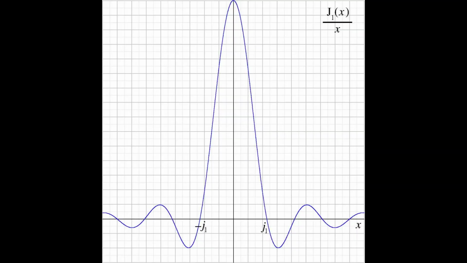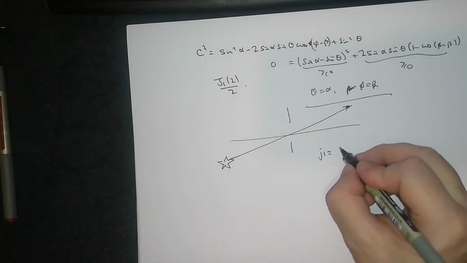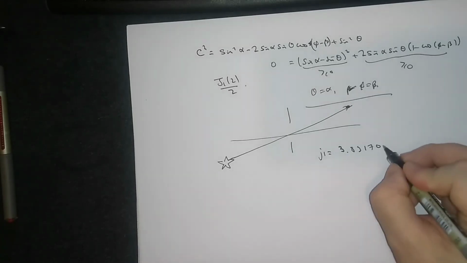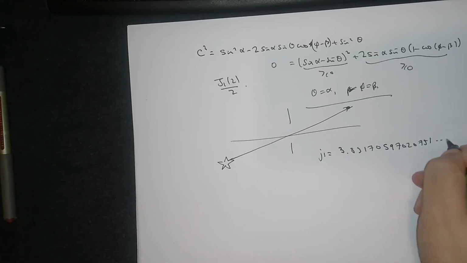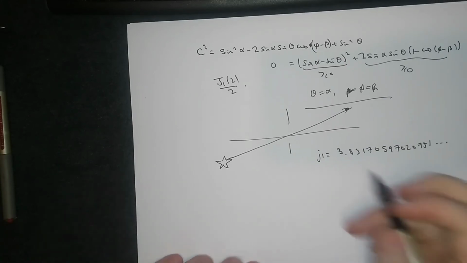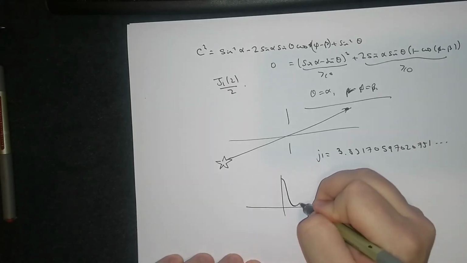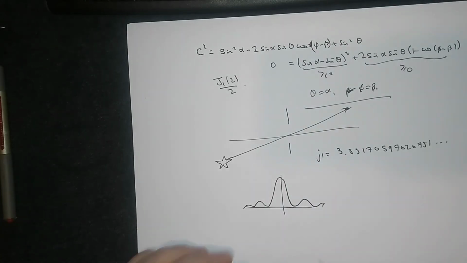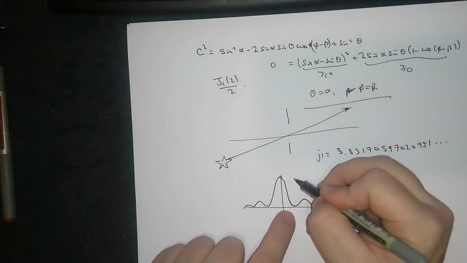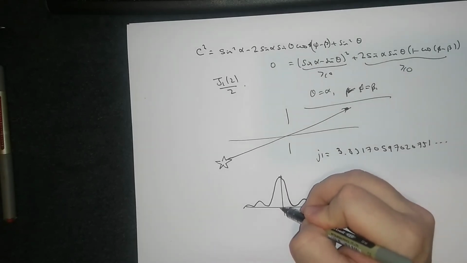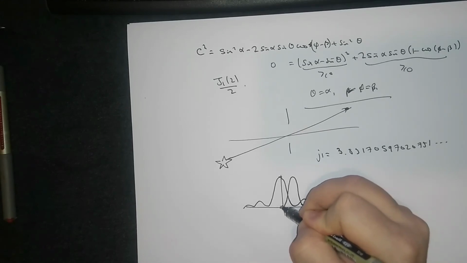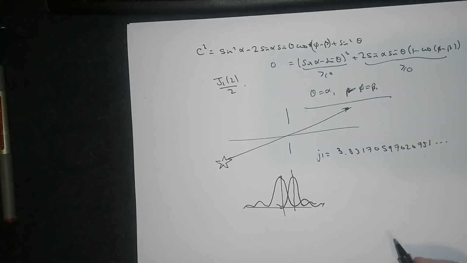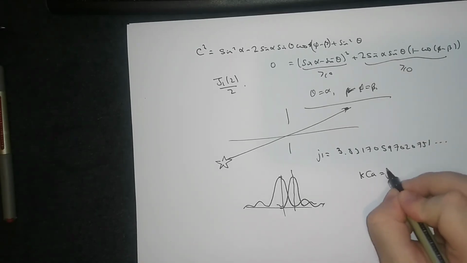Now, going back to this diagram, you'll see that there's a minimum intensity as well at J1. And J1 is given numerically as 3.83170597020751, and so on. So this is the first zero of the Bessel function J1, which is not at the origin. The Rayleigh criterion is satisfied when the maxima of one of the light sources coincides with the minima of the next one. So, in other words, we need that KCA is equal to J1 for a minima.